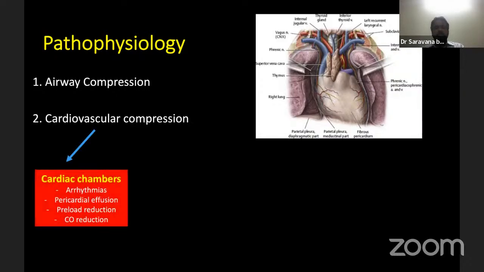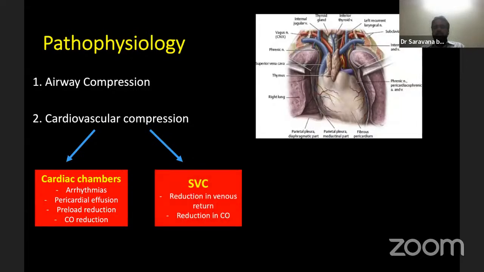So if the mass compresses the cardiovascular structures, it may compress the cardiac chambers, as I told. It may compress the RV and the right ventricular outflow tract, and patients may present with arrhythmias and pericardial effusion. Due to the compression of the cardiac chambers, the preload to the left ventricle will be decreased, as the mass is sitting on the right ventricle and the outflow to the left ventricle is reduced. So it may result in a cardiac output reduction.